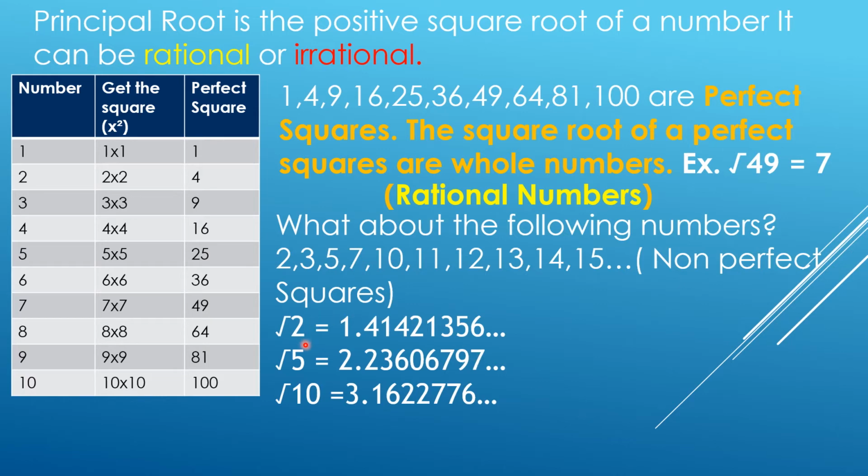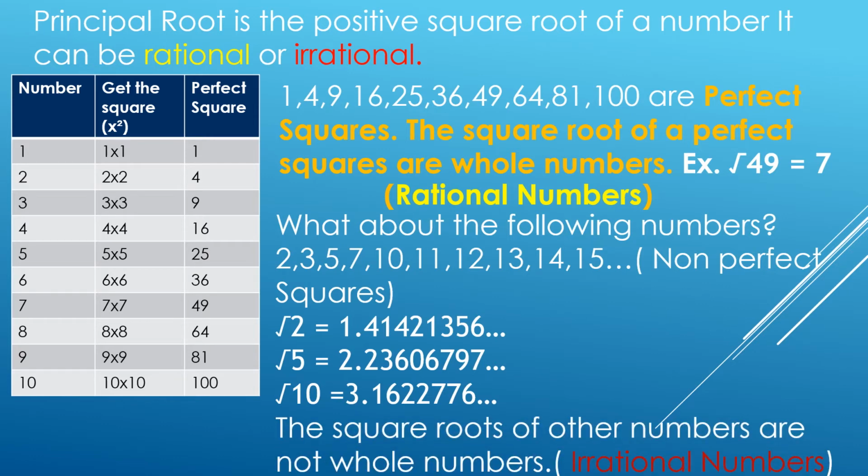So these numbers are what we call irrational numbers. The square root of non-perfect squares are irrational numbers. Again, the square root of perfect squares are rational numbers, and the square root of non-perfect squares are irrational numbers. So this one, if you're going to put the square root sign, square root of 2, this now becomes an irrational number. Okay? Clear?